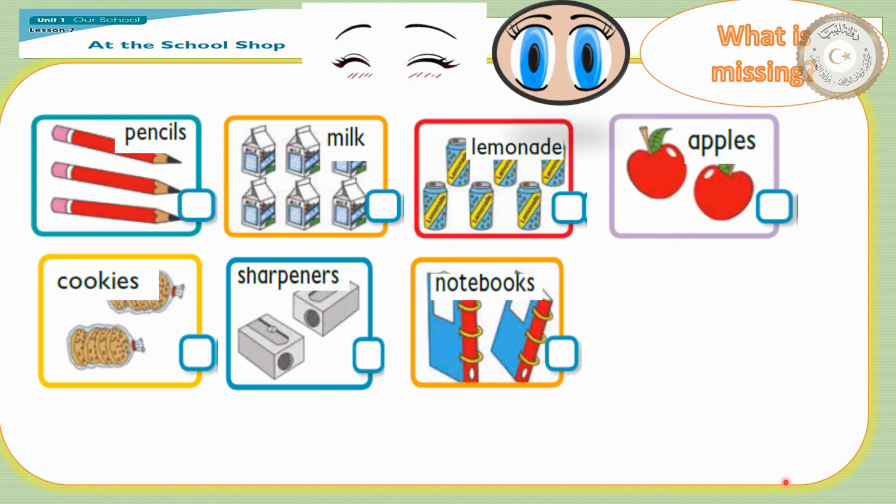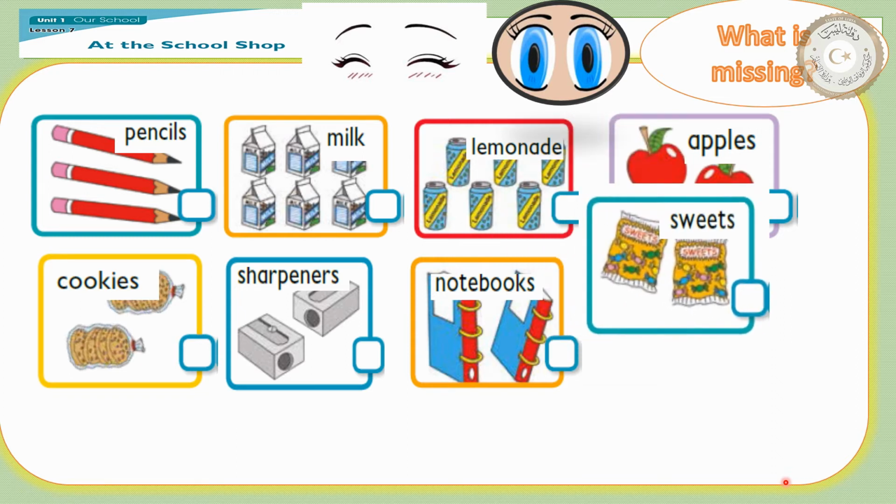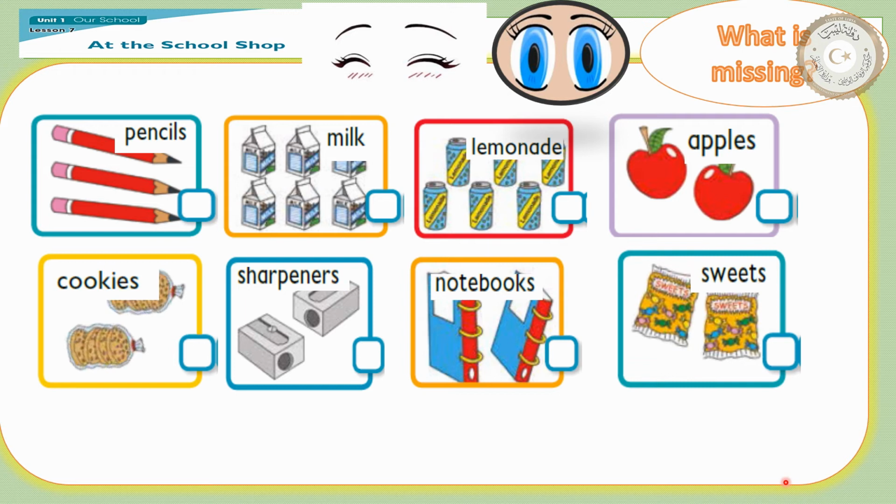Okay, what's missing now? Excellent, sweets. Do you like sweets? Okay, so we have again pencils, milk, lemonade, apples, cookies, sharpeners, notebook, and sweets.